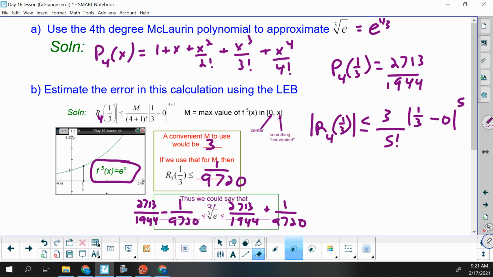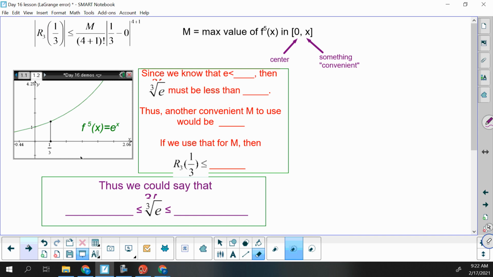Well, you might be saying, we could have done better than 3. So the cube root of 2.7, well, 2 cubed, 2 times 2 times 2, is 8. So the cube root of 8 would give you 2 back. So the cube root of 2.7 has got to be something smaller than 2. So if we flip to the next page, we could have said, okay, we know that e is less than 3, so the cube root of that has to be less than 2. So another convenient m we could have used was 2.